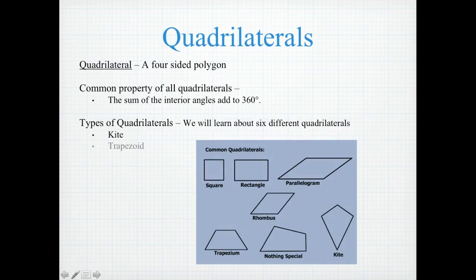There's the kite, the trapezoid, and the parallelogram. Now the next 3 are actually subsets of a parallelogram. So some special types of parallelogram that we're going to discuss are the rhombus, the rectangle, and the square.